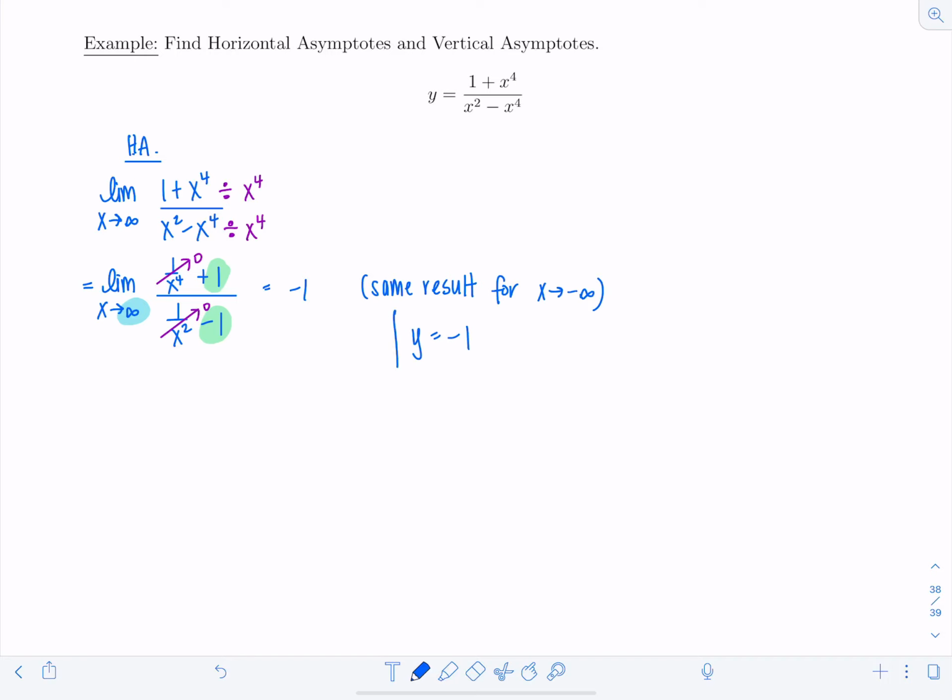Do our precalculus methods confirm this? They sure do. You would divide the coefficients of the leading terms in the numerator and denominator, 1 divided by negative 1. Yep, that's what we got.